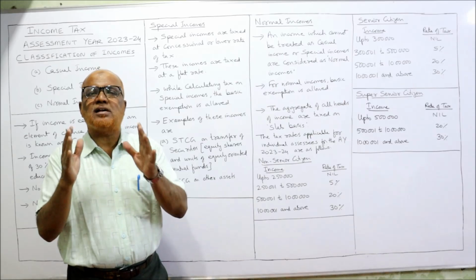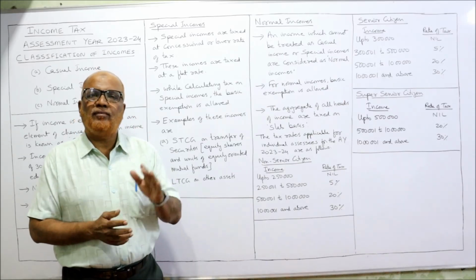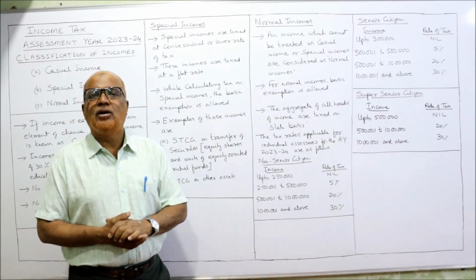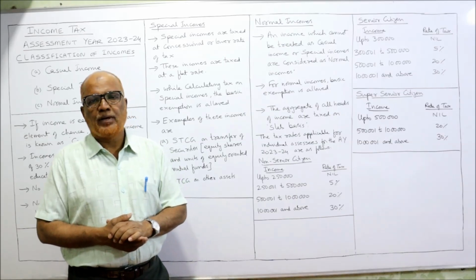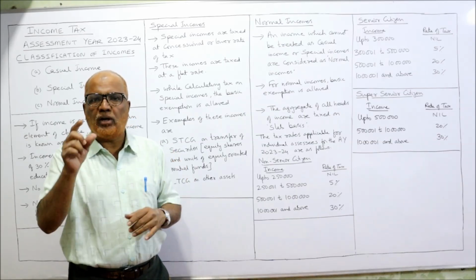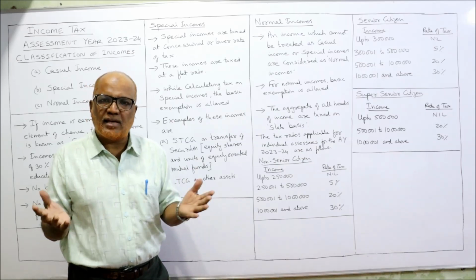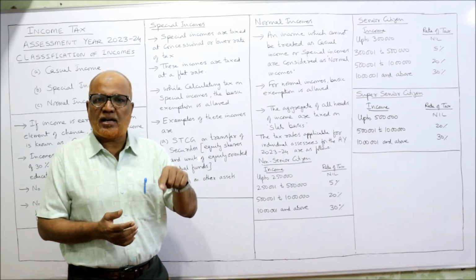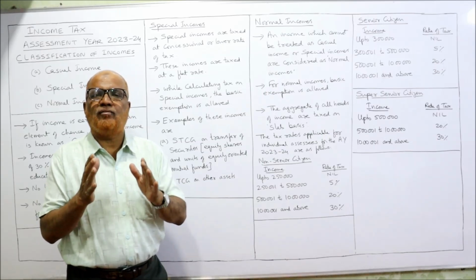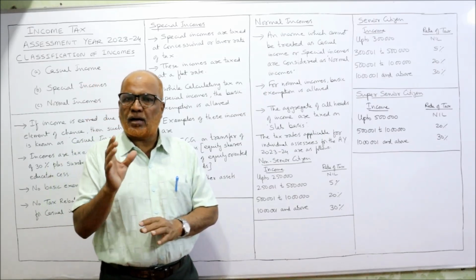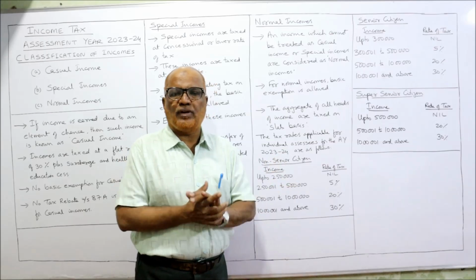And these slab rates are the same as in the last assessment year 22-23. So in this video, if on the board it is written as 22-23, don't panic. The same provisions are there last year and current year, so you can watch the video till the end to get a complete command on the different types of incomes.